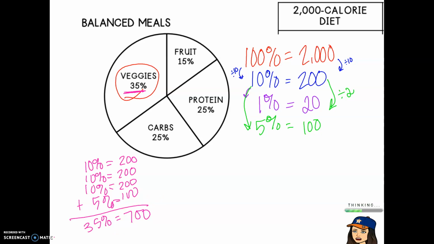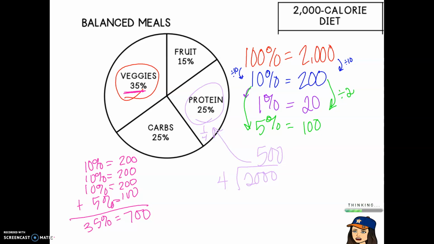You could also look at it different ways. When I get protein, I don't have to add the 10 and the 10 and 5. I know 25% is 1/4. So I could take my total amount and divide it by 4 and get 500 for my 25%. You can do it lots of different ways.